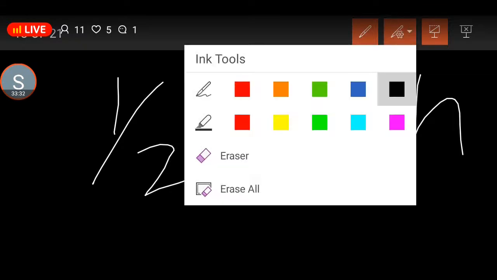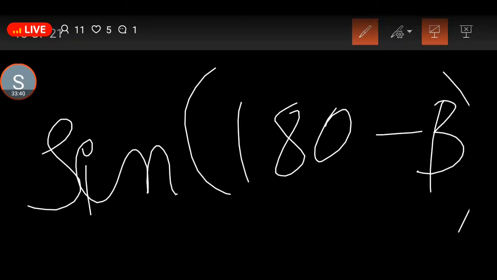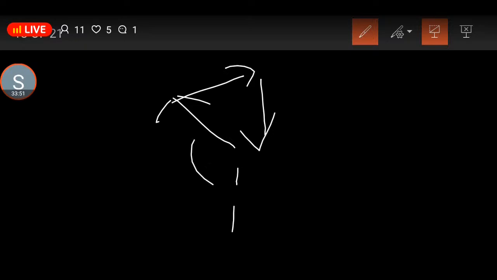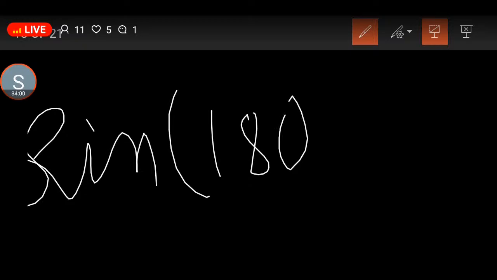So using this, I'll derive the formula of sine 180 minus beta. What is beta? Beta is this thing. Wait, this was a triangle, and I extended this. This is beta, which I took. Sine 180 minus beta will give rise to, I'll give a small trick to remember.